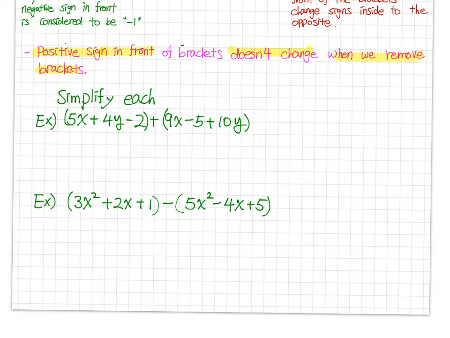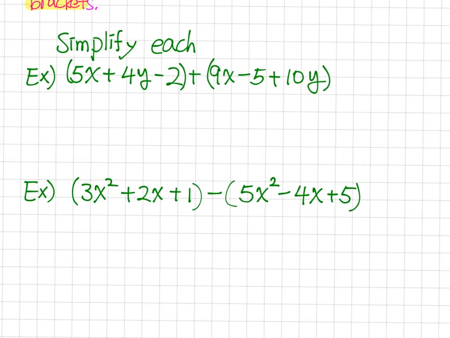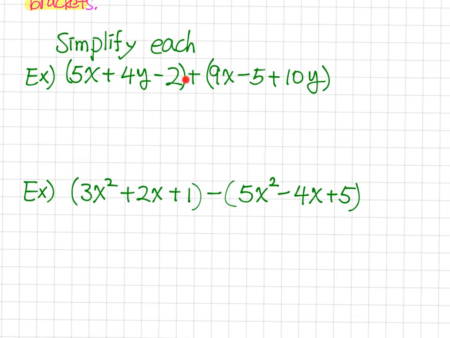So we have the first example: open bracket 5x plus 4y minus 2 close bracket plus open bracket 9x minus 5 plus 10y. So in this case we have a positive sign here. As I said, all you need to do is simply, and there's no sign in front here either, that means it's a positive. So in this case all you need to do is just remove the brackets and copy what's inside again. And then I said a plus, so leave the positive. 9x minus 5 plus 10y.